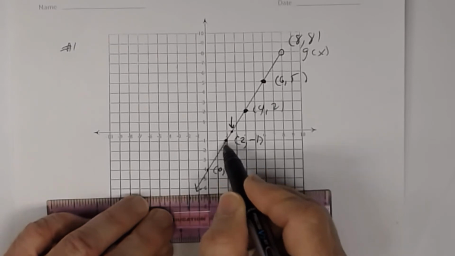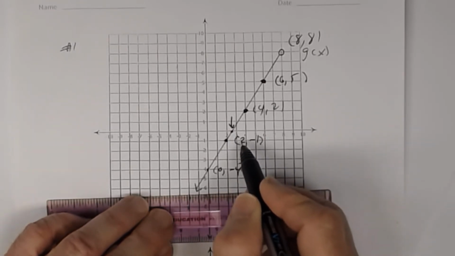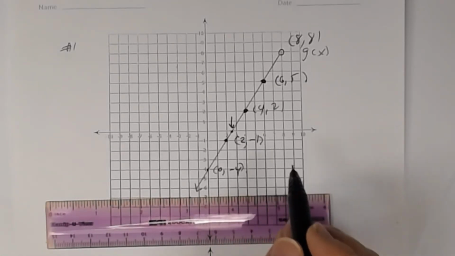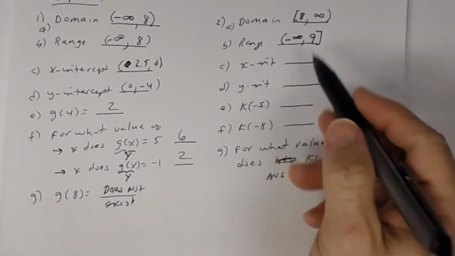This right here is the point 2, negative 1. So when y is negative 1, what's the x value? The x value is 2. So 2 goes here. All right, let's look at this one.